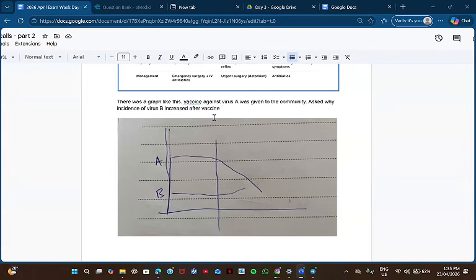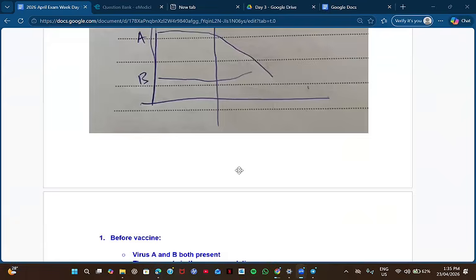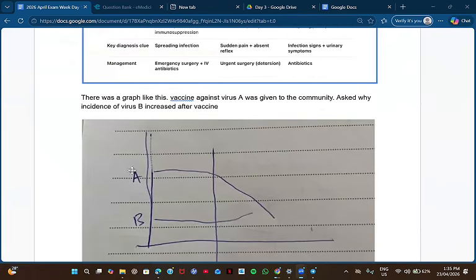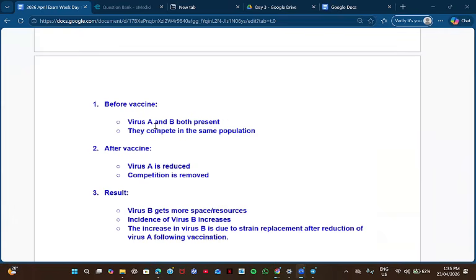Okay, so what do you think? What is this, doctors? Do you have any idea? What do you think? Okay, here, this is the incidence. We have A virus and B virus. Previously, A and B virus were both present. Now they have introduced a vaccine, right? They have a vaccine against the A virus. Then this happened. Okay, let's discuss.